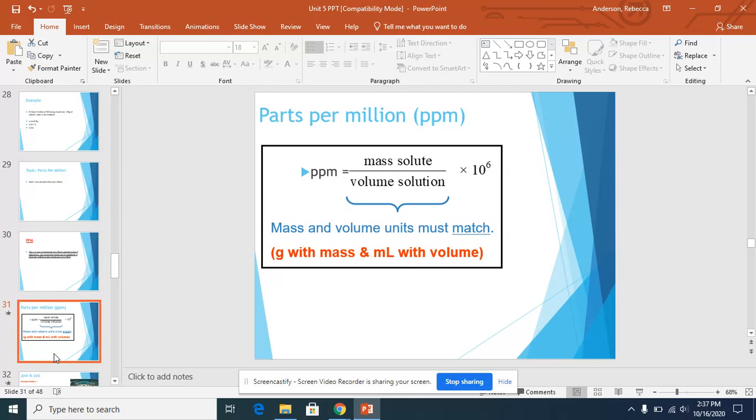Okay, so the formula: ppm equals the mass of solute over volume of solution times 10 to the 6th, or a million. Mass and volume units must match. So grams has to be with mass and milliliters have to be with volume every single time. If it's not those, it'll mess up. You won't have the correct numbers you need for it. So make sure you're using grams and make sure you're using milliliters.